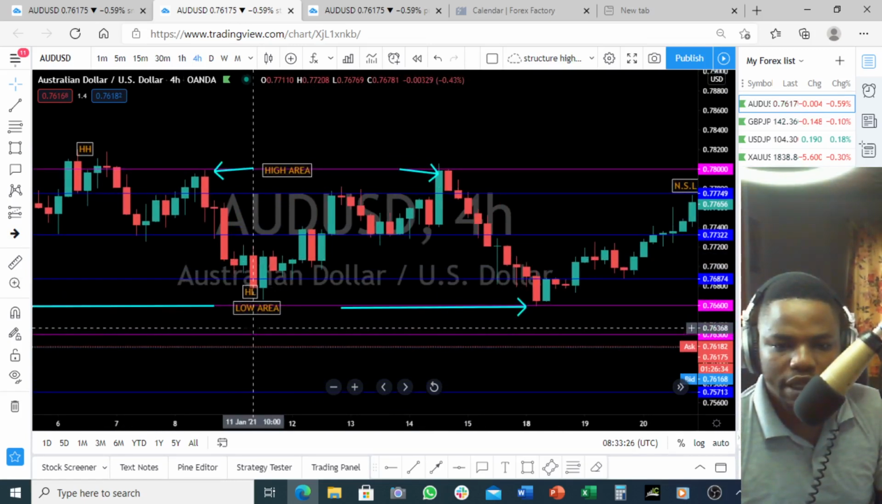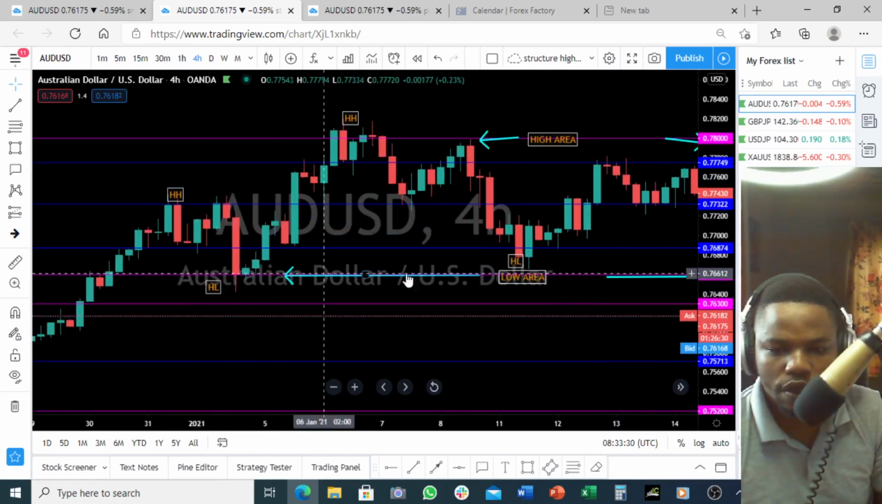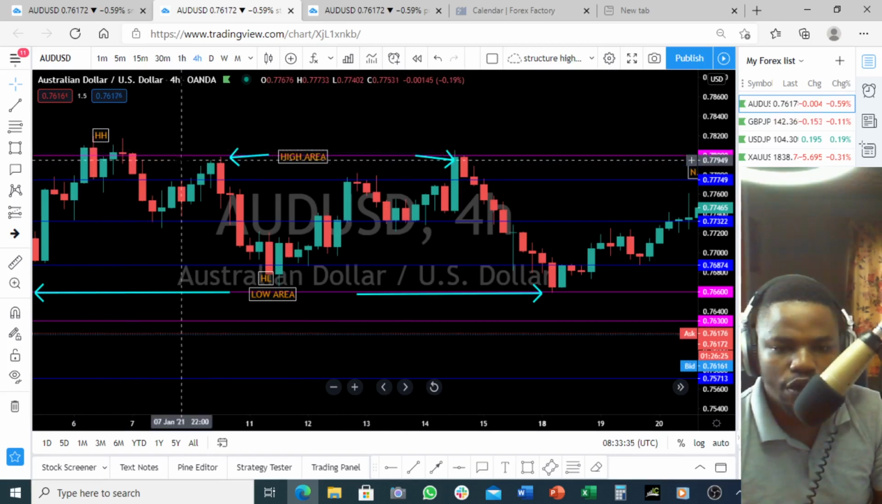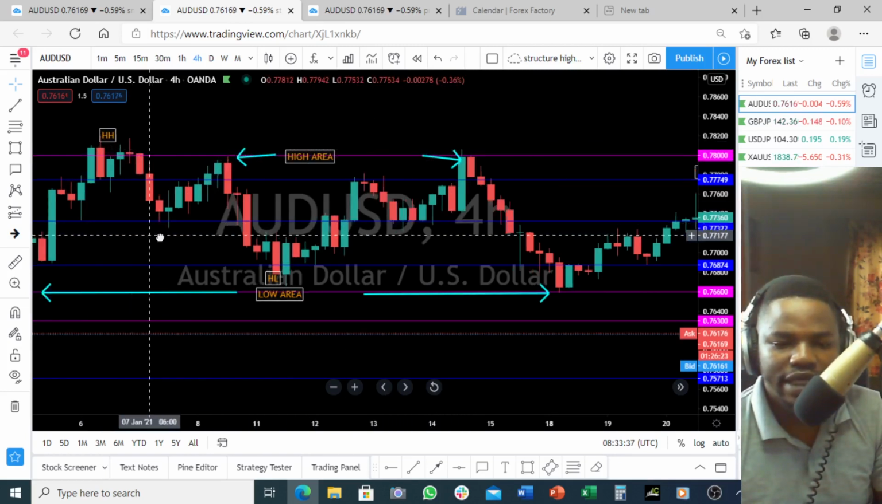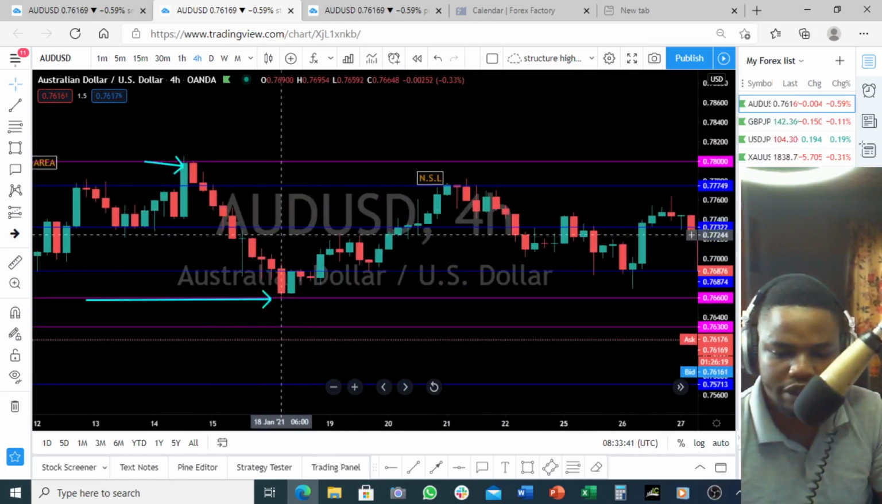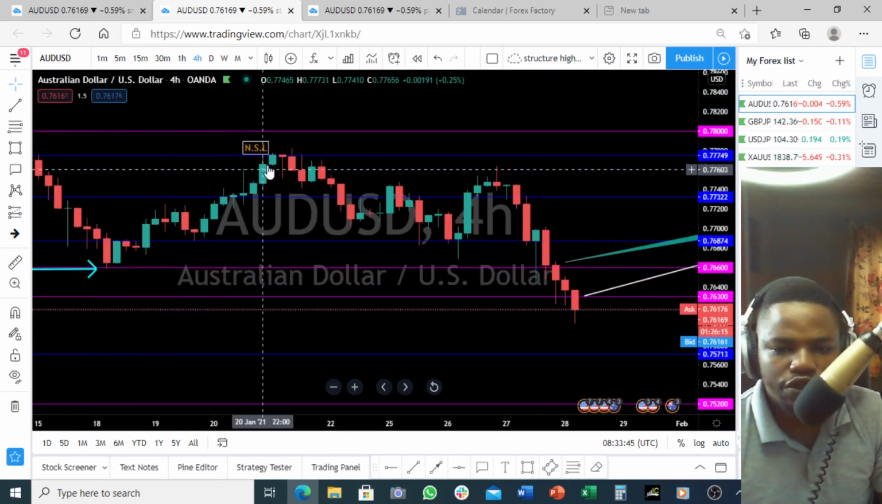Then what do we have here? Then we have a low area. This is a low area where price is still resisting to break. This is a high area where price is resisting to break. As a result, we have consolidation here. The price is consolidating at this point. Then here we found a new structure low.